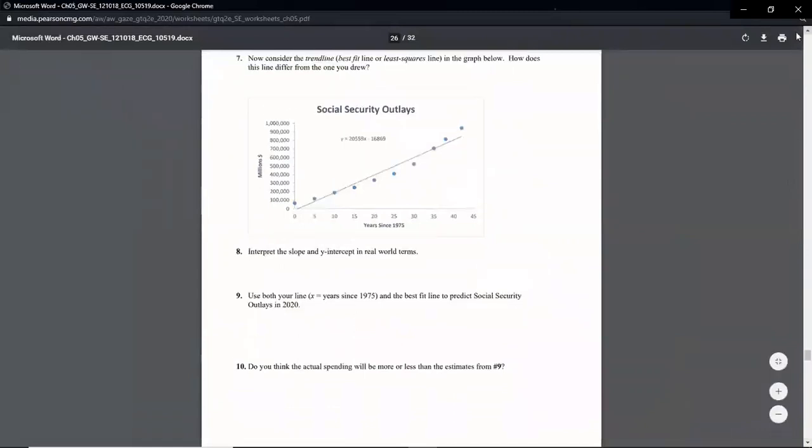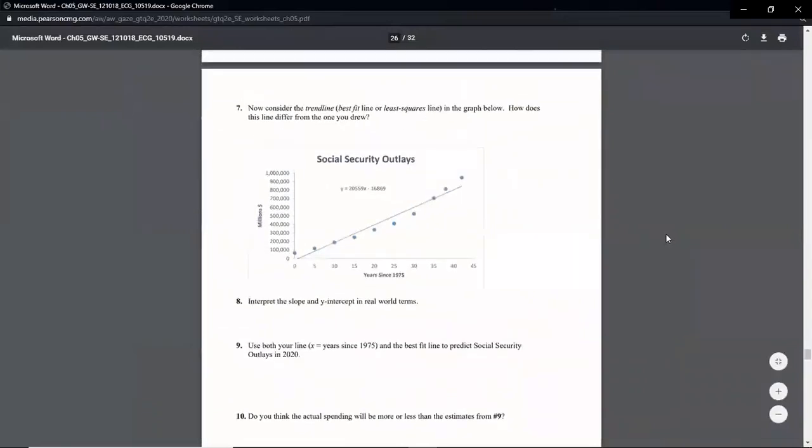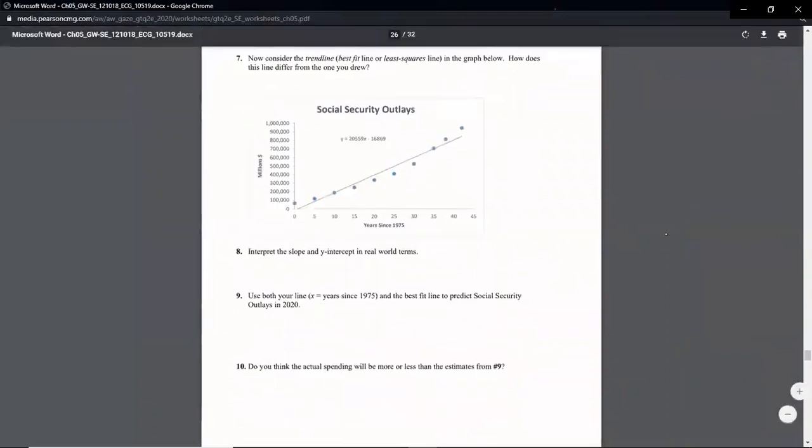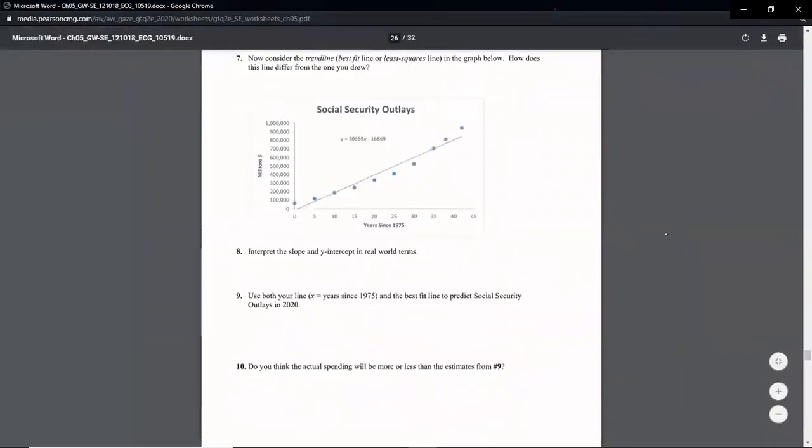Too far. Now consider the trend line, the best fit line from the very beginning. In the graph below, how does this line differ from the one you drew? So now consider the trend line, which is right here.